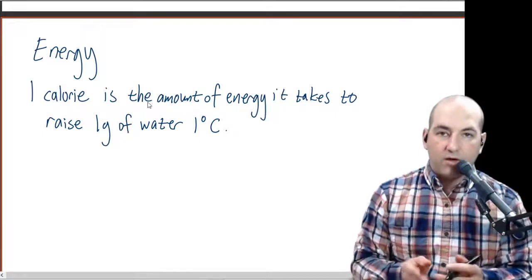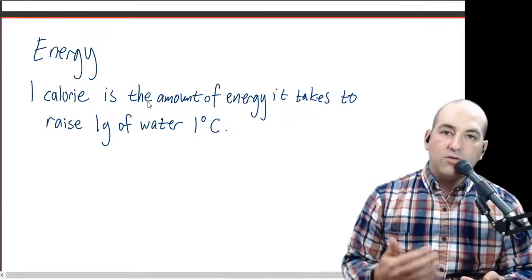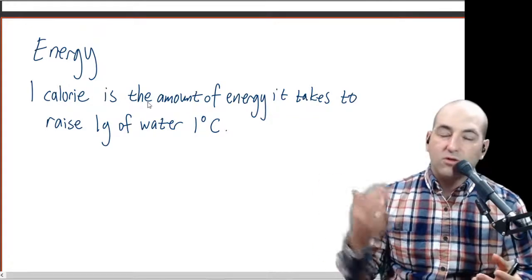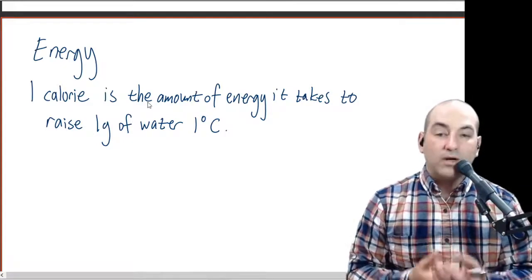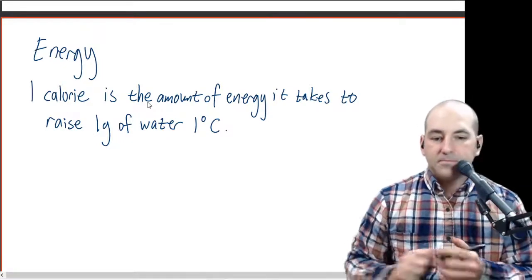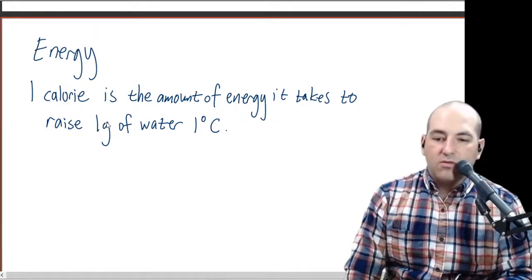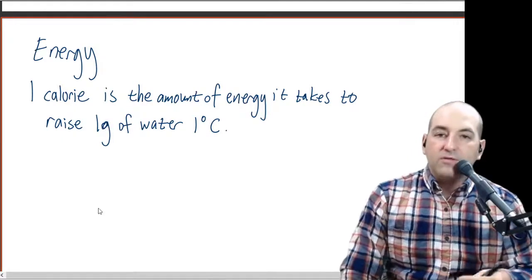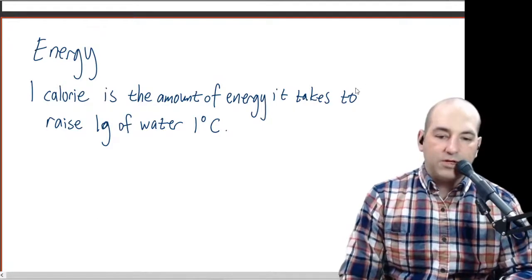You have a gram of water, which would also be a milliliter of water because of the density. You take that gram of water and you raise it, let's say it's 22 degrees in here, and you raise it up to 23 degrees C. That's one calorie it takes to do that. So if that's the amount of energy it takes to raise 1 gram of water 1 degree C, then we can always figure out how much energy by heating up water and measuring that difference in temperature.